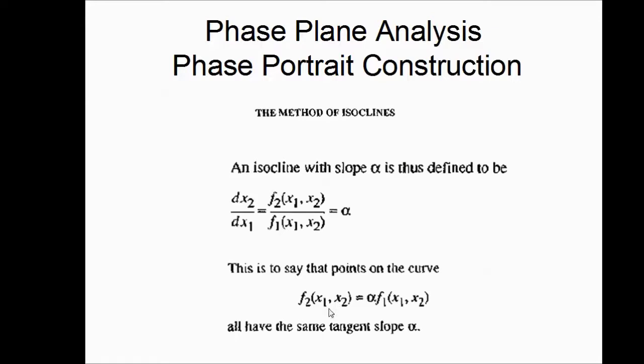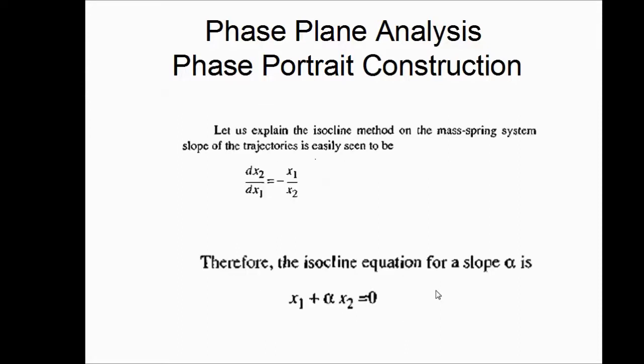And along that trajectory, we draw tiny segments of slope equal to alpha. I'll demonstrate this in an example shortly. So small segments of a constant angle alpha are drawn along the entire trajectory defined by f2 minus alpha f1 equal to 0. So a simple example will clarify that.